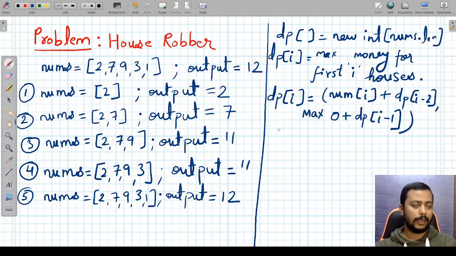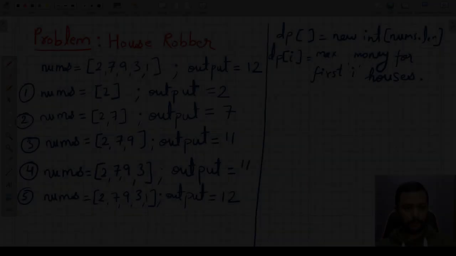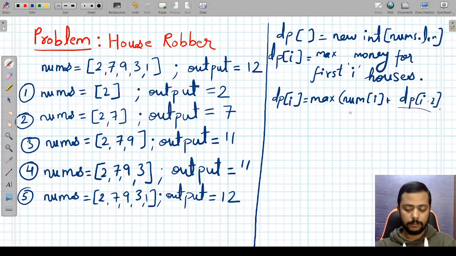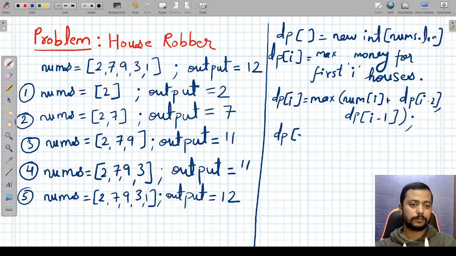So if I try to write it down by simplifying it, our dp table will simply be updated in this way. dp of i will be max of nums of i plus dp of i minus 2, comma, dp of i minus 1. That's it. And in the end, our solution will be contained in the last element, which can be arrived at by dp of length minus 1.